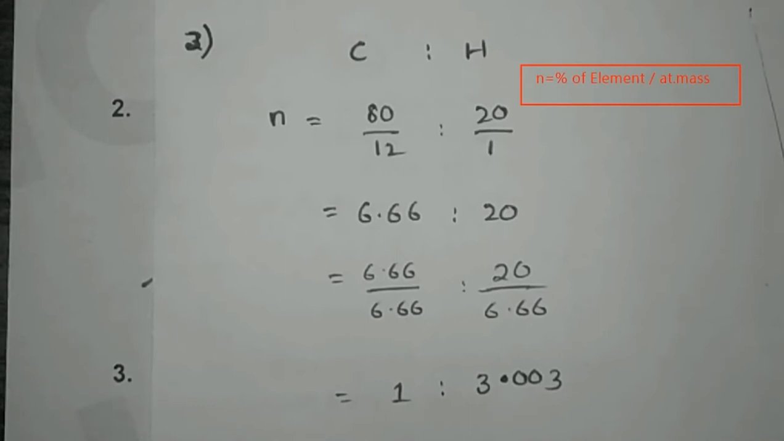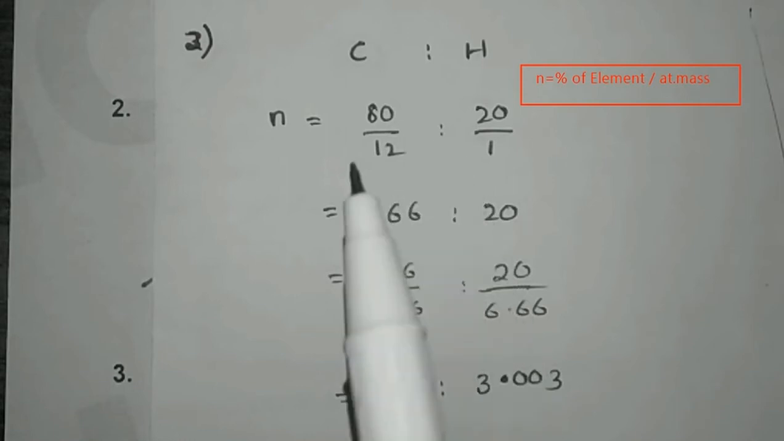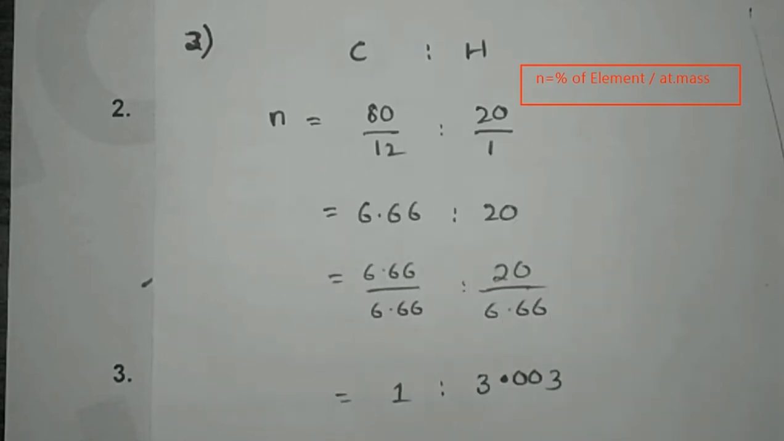Okay, so first of all you have to find the mole ratio. For mole ratio, take the percentage of the element and divide it by the atomic mass of the element. So for carbon it's 12 and for hydrogen it's 1. So when you divide these two you will get 6.66 and here you will get 20.